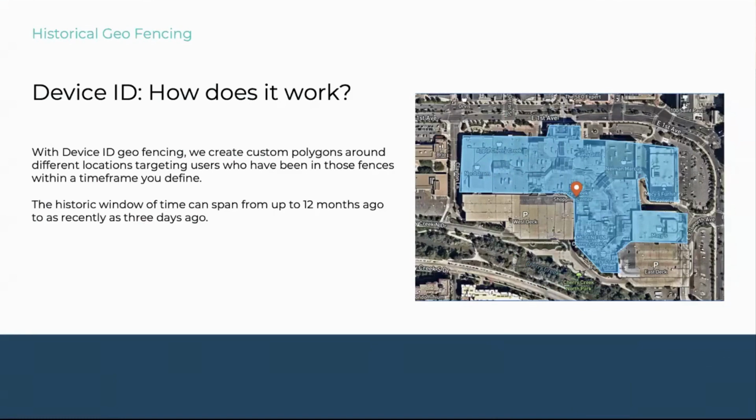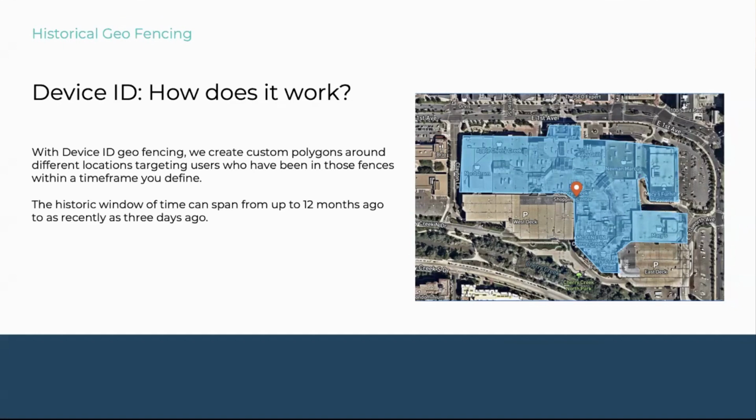With device ID geofencing, we're able to create custom polygons around different locations. So this is an example here of where we've drawn the polygon around a specific shopping center. And we can do multiple of these. Maybe you're a real estate agent and you want to geofence mortgage brokerage offices or spec homes, model homes, or something like that. It doesn't have to just be one location.